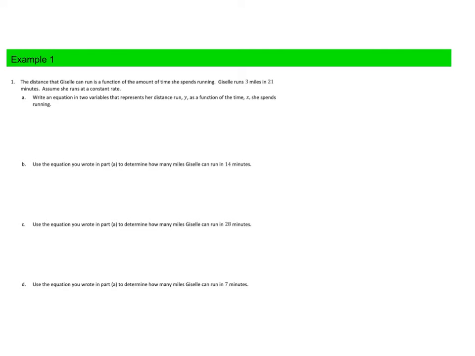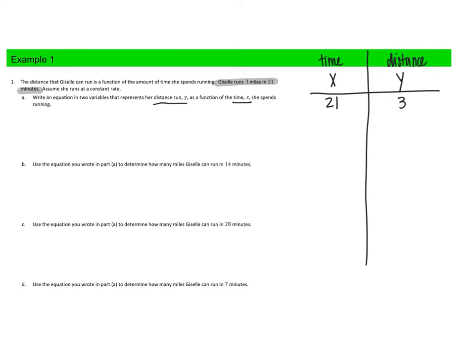My suggestion is that you always create a table before you create your equation because it just helps you out a lot. Okay, so it says that y is the distance, so this is the distance, and x is our time. Alright, so those are my 2 columns, and then I'm going to take the initial information they gave me. It was that she runs 3 miles in 21 minutes. 21 minutes, 3 miles. Okay, I'm going to add to this table as I go through this example.